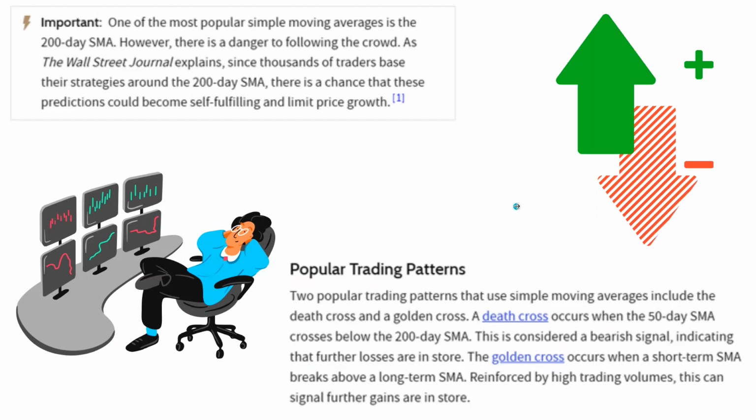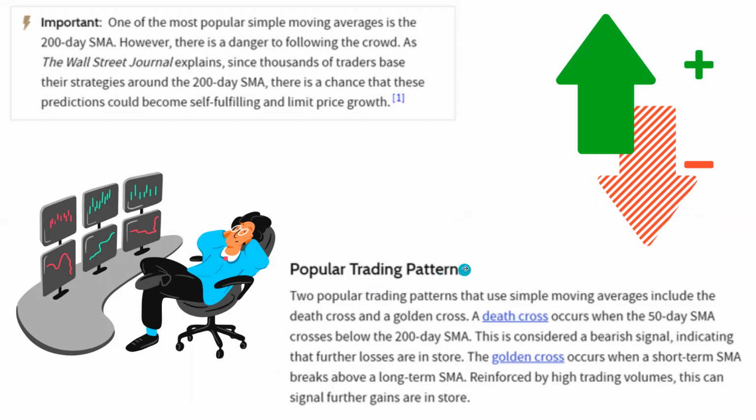Now, one of the most popular simple moving averages is the 200-day SMA. However, there's a danger to following the crowd. As the Wall Street Journal explains, since thousands of traders base their strategies around the 200-day SMA, there is a chance that these predictions could become self-fulfilling and limit price growth.